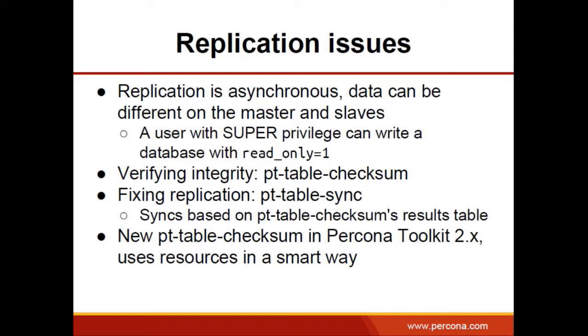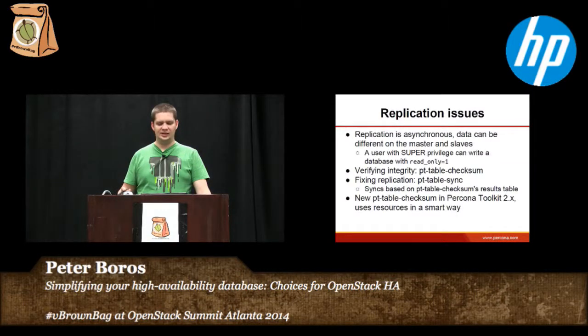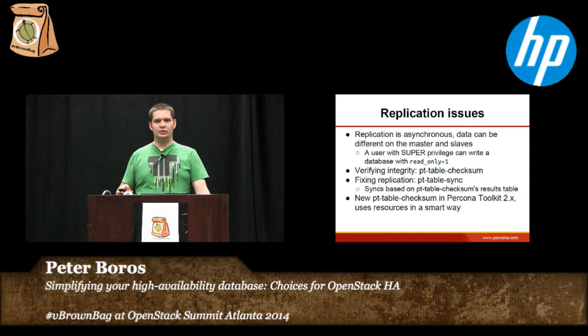It can be different because somebody wrote to a slave, which is possible even if the slave is read-only, with a super user. So because data can be different, we have the pt-table-checksum tool to verify integrity. If the data is different, we can fix replication with pt-table-sync. And the new pt-table-checksum in Percona Toolkit 2.x uses resources in a lot smarter way than the previous versions. But Percona Toolkit 2 is quite old already, so probably if you are using Percona Toolkit, you are using Toolkit 2.